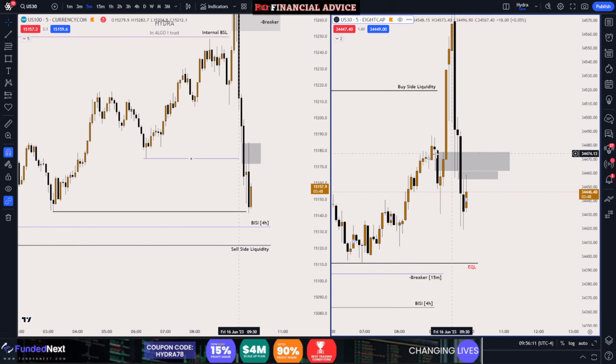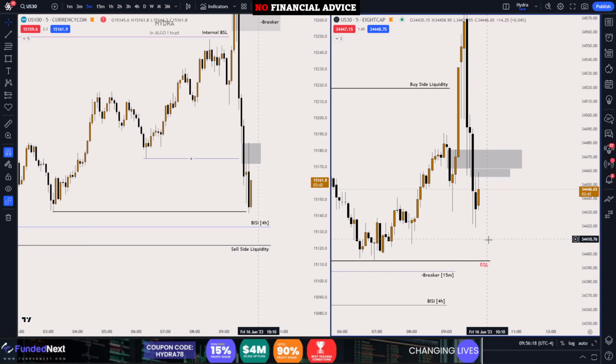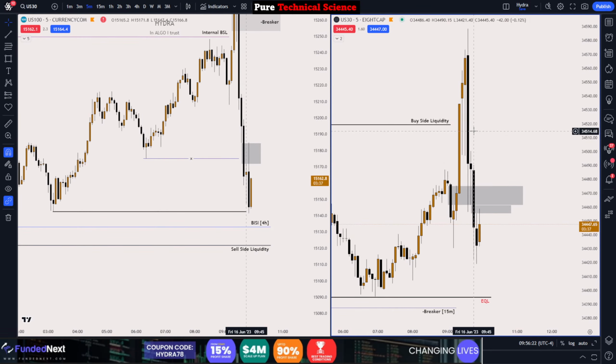So the reason behind me marking this inversion is because this inversion is going to be the last line of defense for us to expect lower prices. If price is not respecting this inversion, it will just go to the premium level based on the measurement of this dealing range from this high to this low.